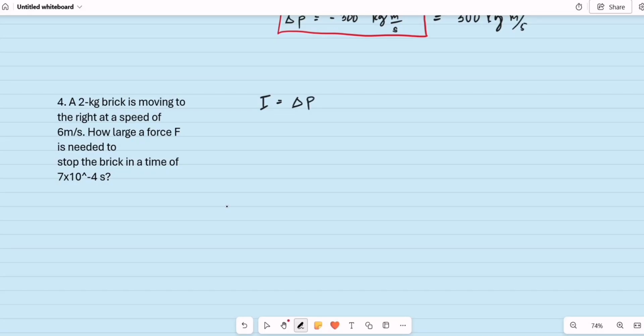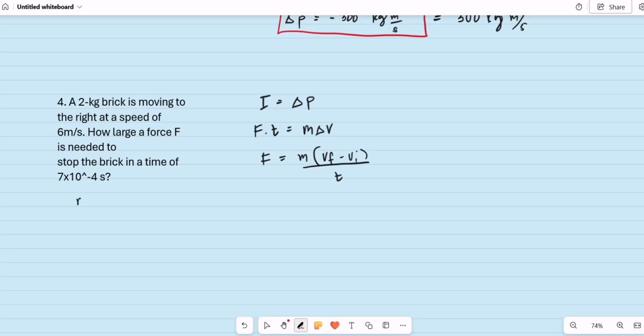So how do we again compute for the impulse? This is the force multiplied by the time. How do we compute for the change in momentum? This is the mass multiplied by the change in velocity. So if we are computing for the force, that is equal to the mass, multiplied by the change in velocity, which is the final velocity minus the initial velocity, then divided by the time.